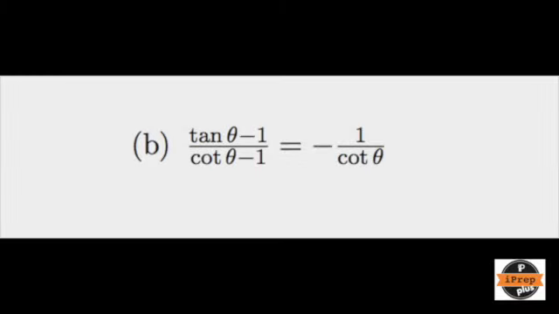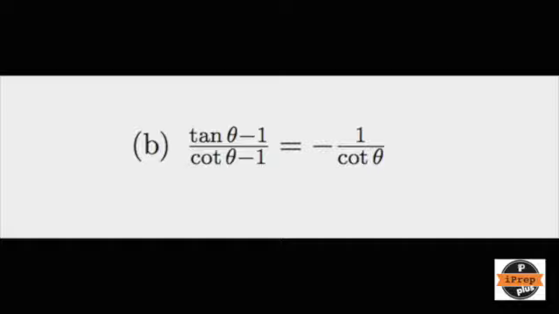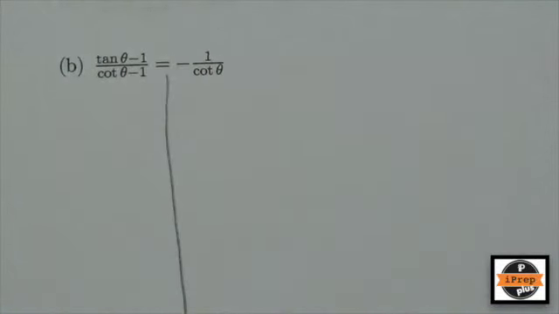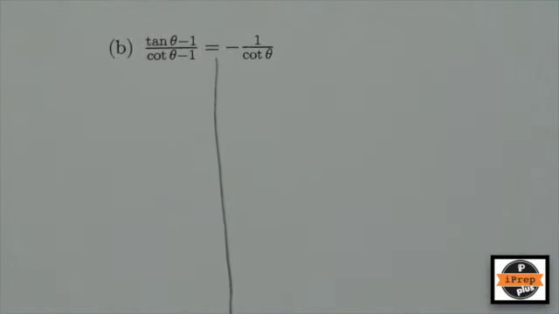The tangent of theta minus 1 divided by the cotangent of theta minus 1 is equal to the negative 1 over the cotangent of theta. Okay, here we go. Let's take a quick look at this identity here. Now, remember, we're going to work left side and right side independent of each other. And I'm going to typically start with the more complicated side. However, in this case, I'm not going to. And just let me explain myself with this real quick.